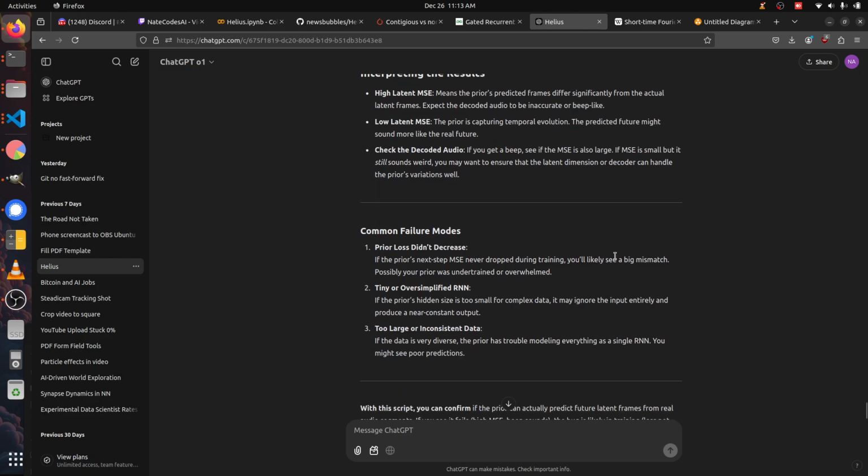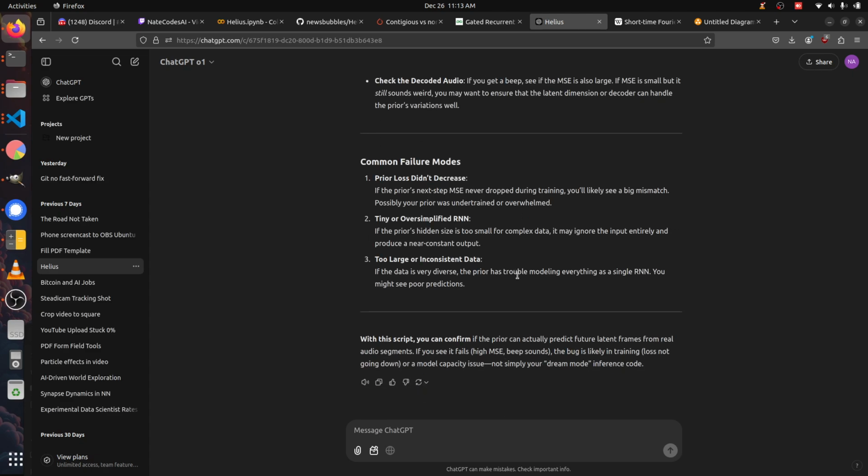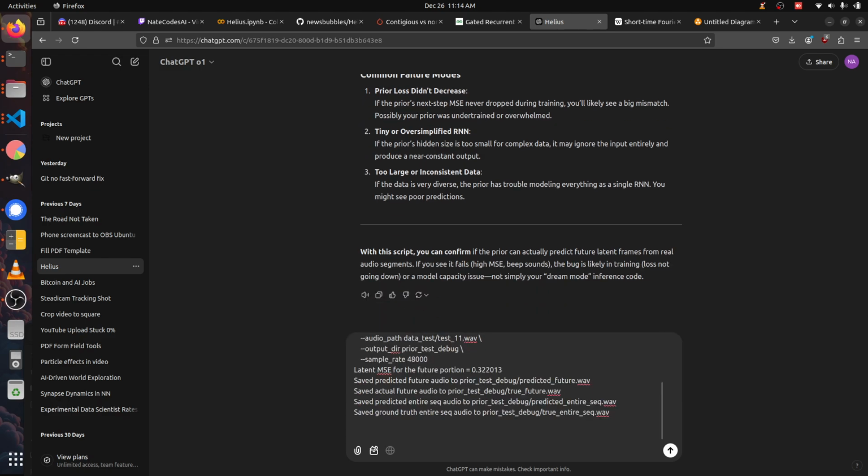Prior loss didn't decrease. If the prior's next step MSE never dropped during training, you're likely seeing a big mismatch. Tiny or oversimplified RNN: if the prior's hidden size is too small for the complex data, it may ignore the input entirely and produce a near constant output. Too large or inconsistent data: if the data is very diverse, the prior has trouble modeling everything as a single RNN. You might see poor predictions. With this script, you can confirm that. So here's the output. Yeah, MSE is big.